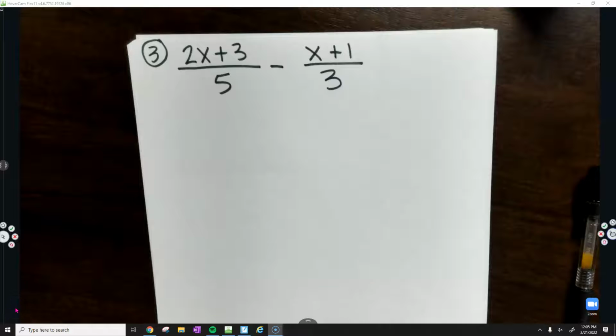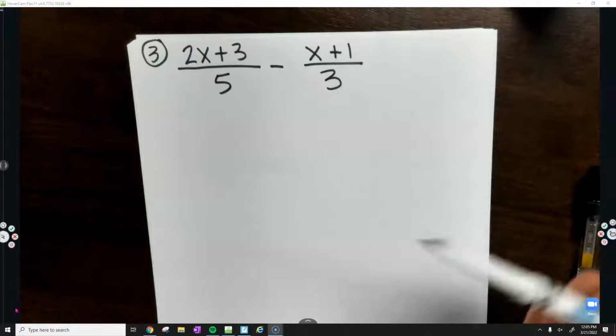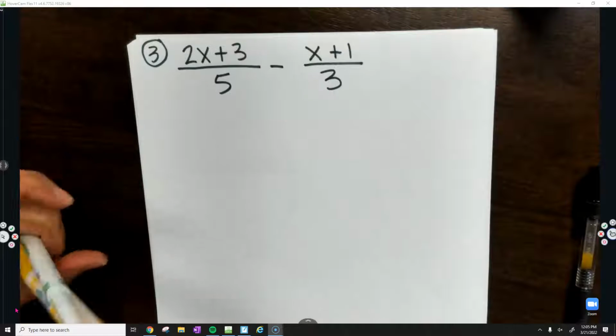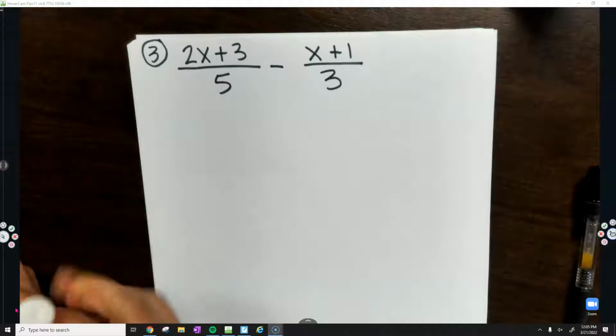in factored form. Step 2 is to state restrictions, but we don't need to do that, guys, because y'all don't have any letters in the denominator. So we're just going to go straight to finding the LCD. So no restrictions needed for this at all.